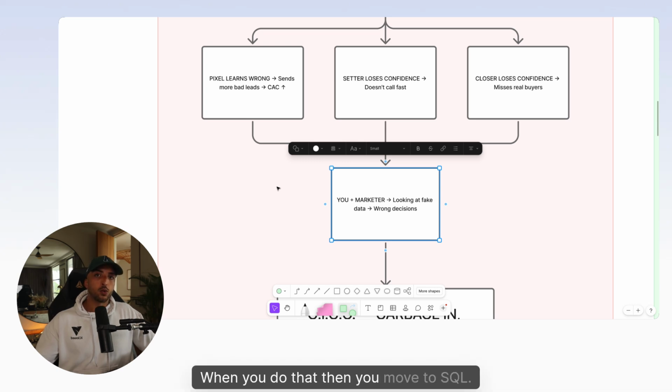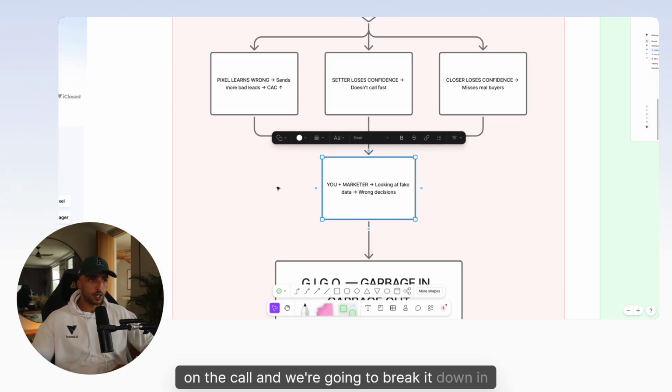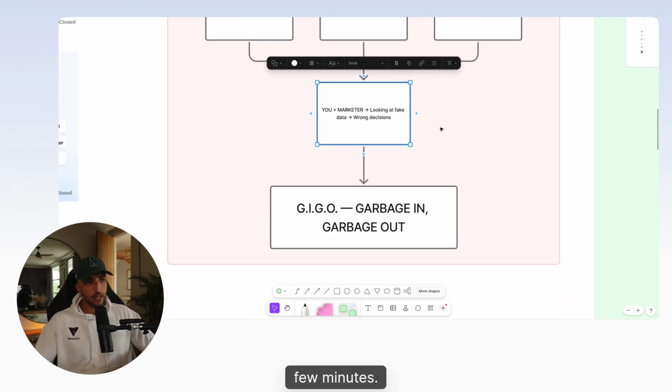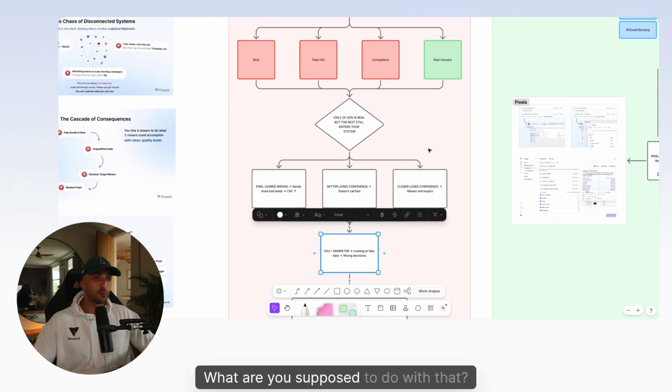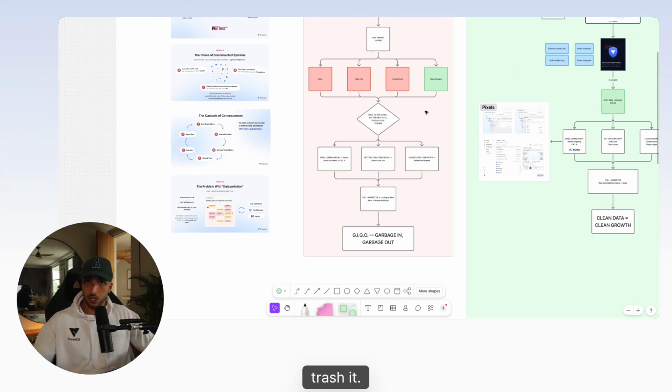When you do that, then you move to SQL. So sales qualified lead is a person who showed up on the call, and we're going to break it down in the next few minutes. So here you can see G.I. Joe, garbage in, garbage out. What are you supposed to do with that? Nothing. Take it, trash it, because you're not going to be able to survive with it.